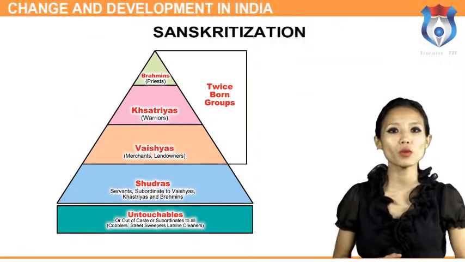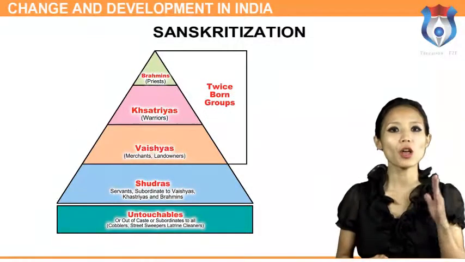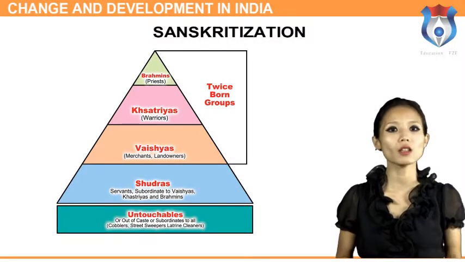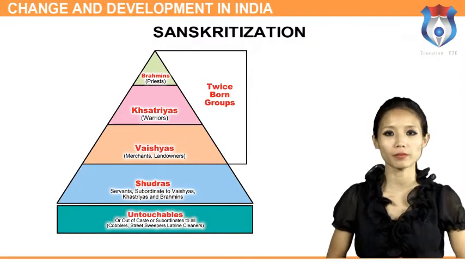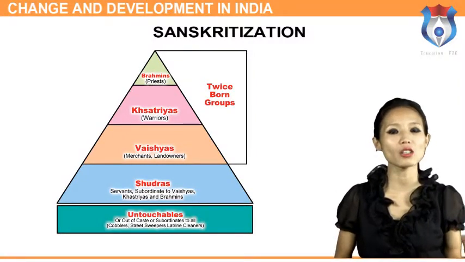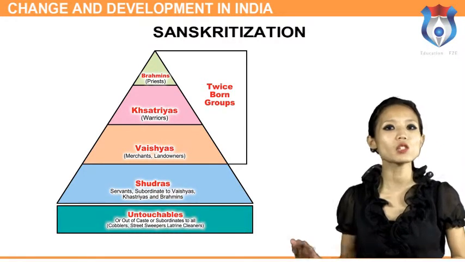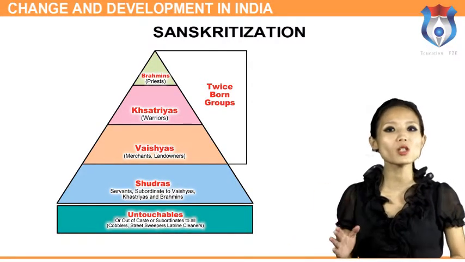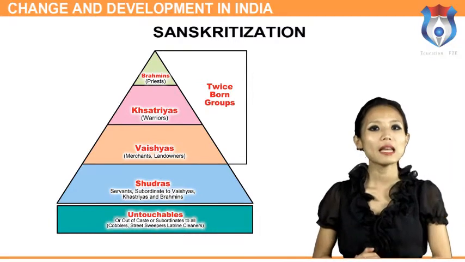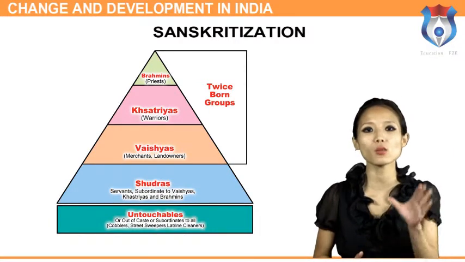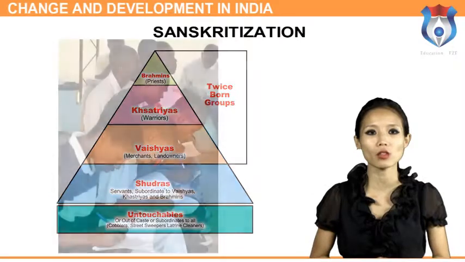It spread during the British rule with the development of communication and spread of education. However, these are intercaste changes and do not affect the fundamentals of the caste system. Hence, any social or structural change cannot become possible with it. Let us study some factors which hasten the process of Sanskritization.